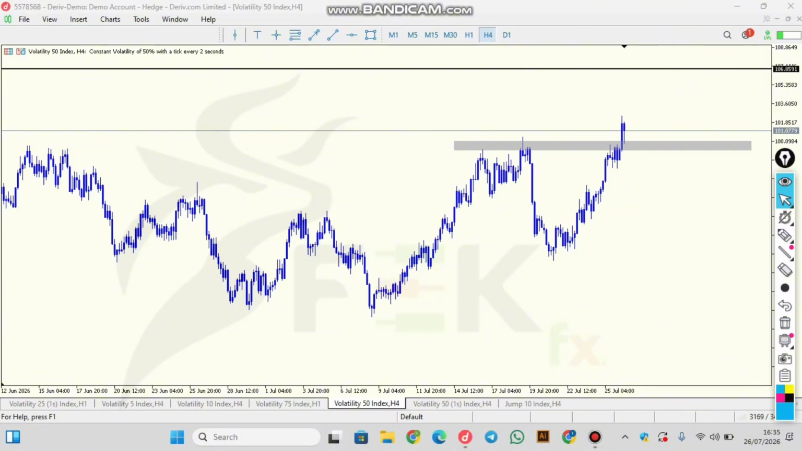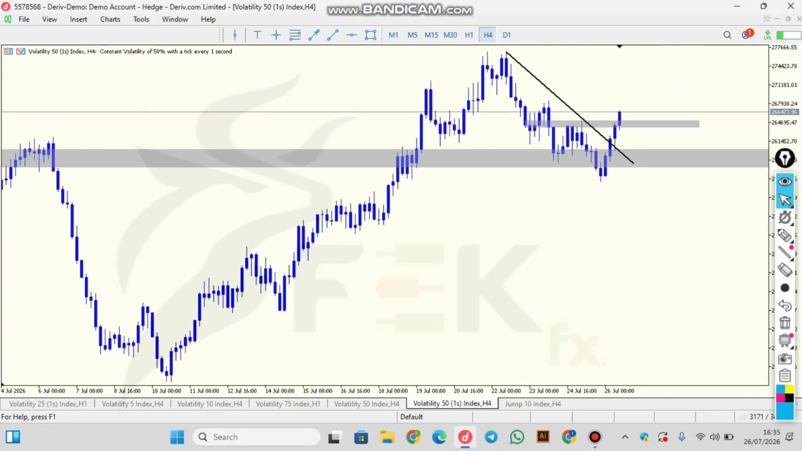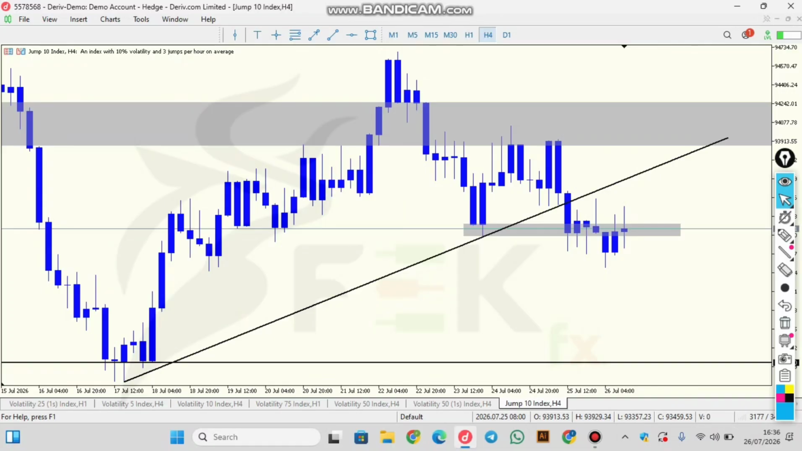The next one is V51S, which is also a buy. Wait for a proper breakout retest. Sweet pattern, inverted head and shoulders. And this is the last one, which is V10. It is a sell.